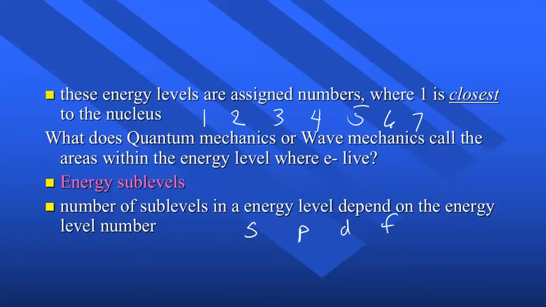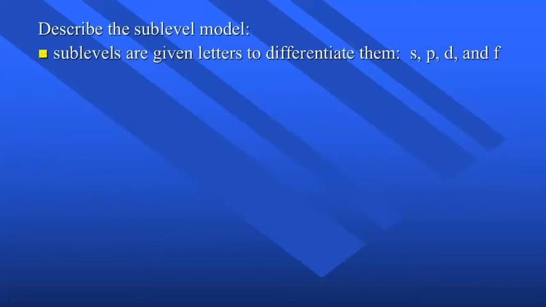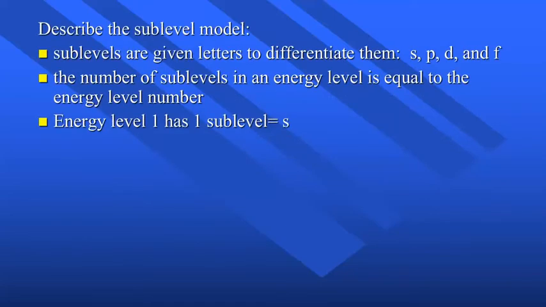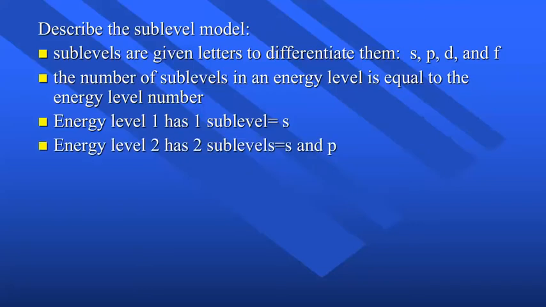So, how many neighborhoods does a town have? Does it always have all 4? Let's study that. The first town has only 1 neighborhood, S. The second town will have, guess how many sublevels? 2. Very good. S and P. By the way, S actually stands for something. I'll give it to you so it helps you remember. It stands for sharp. P stands for, wait for it, principle.